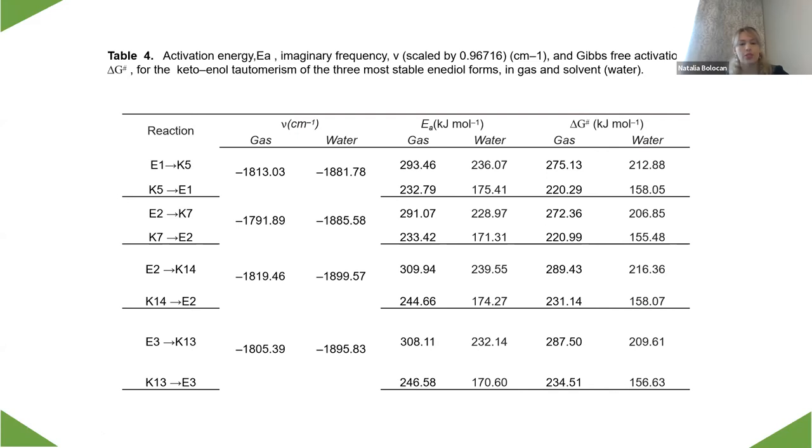And it should be mentioned here as well that the activation energies for the keto-enol tautomerism are up to 20-fold greater than those for the isomerization interconversions. And this is, of course, explained by the fact that the mechanism of keto-enol tautomerism is more complex and it involves more atoms as well as a geometrical rearrangement of the molecule.